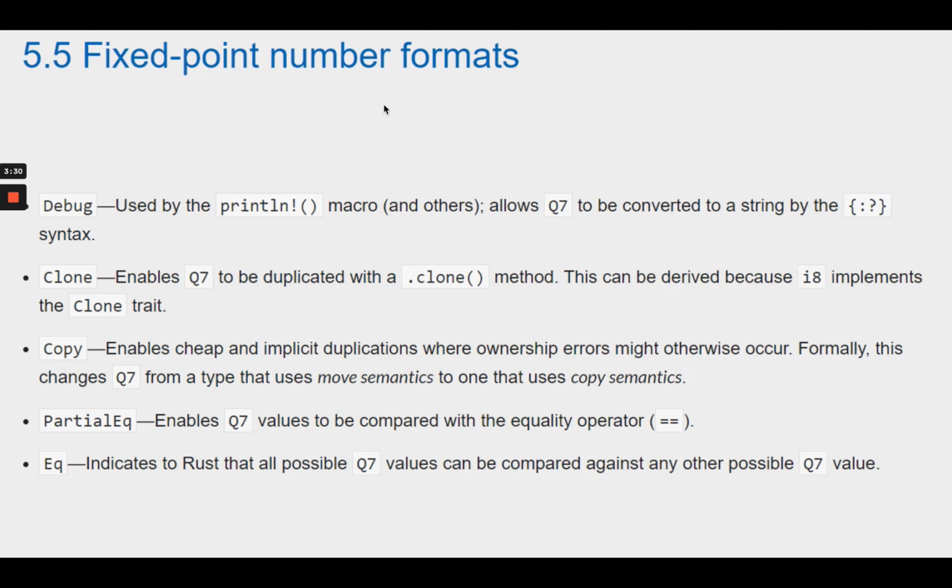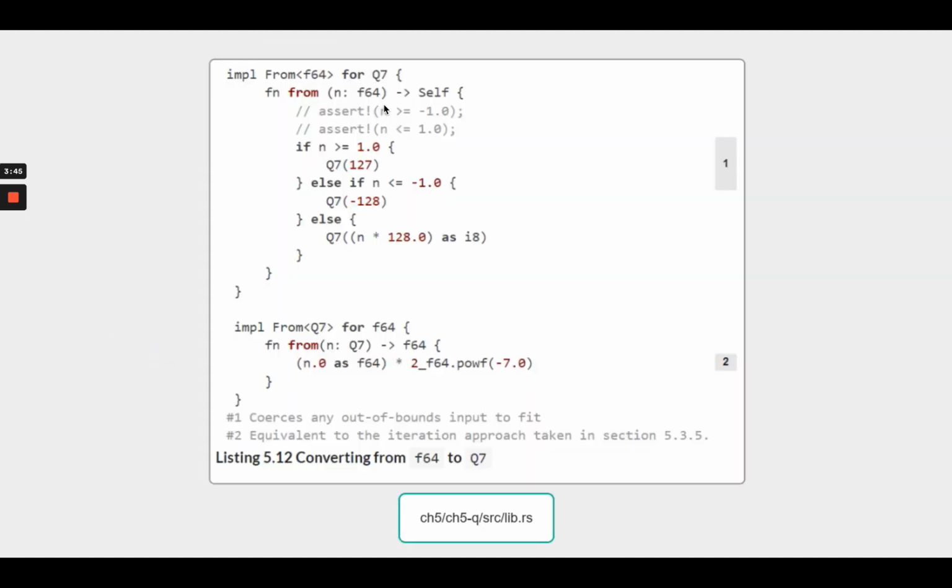PartialEq enables Q7 values to be compared with the equality operator, or ==. Eq indicates to Rust that all possible Q7 values can be compared against any other possible Q7 value. Q7 is intended as a compact storage and data transfer type only. Its most important role is to convert to and from floating point types. The following listing, an extract from listing 5.14, shows the conversion to f64. The source for this listing is in this file.